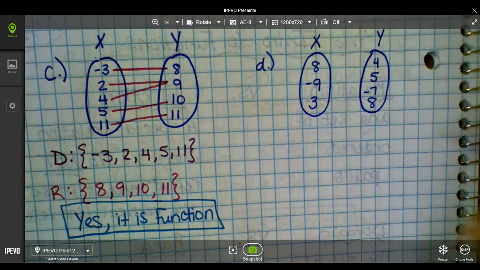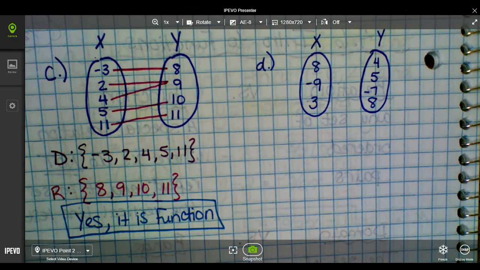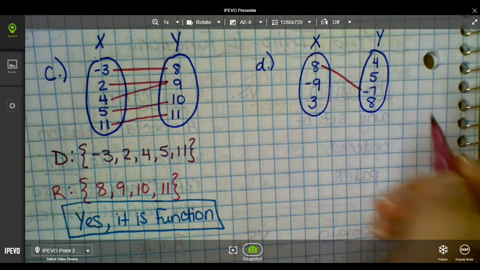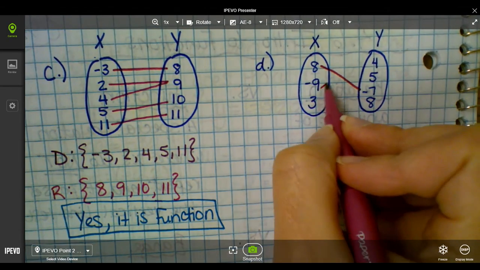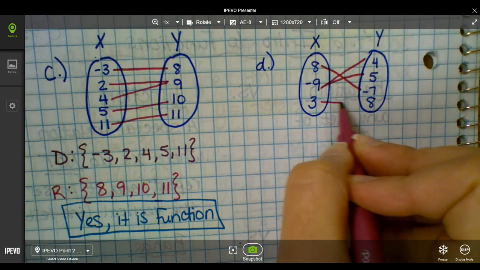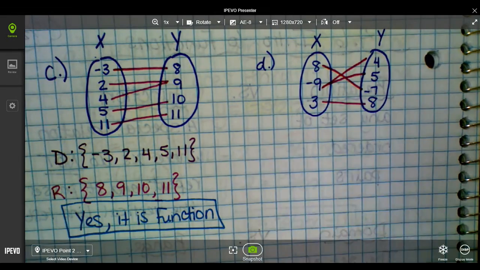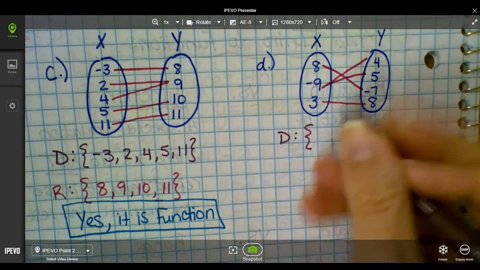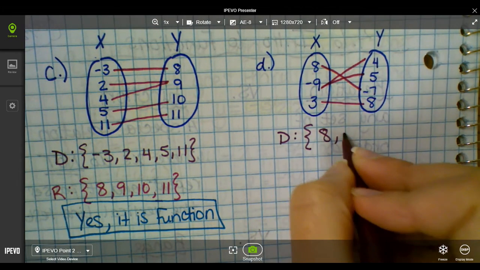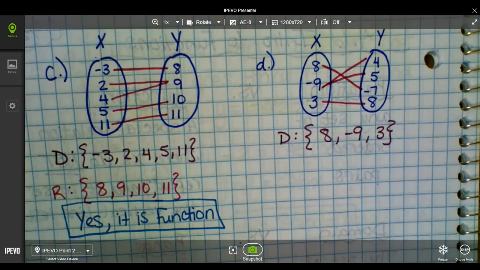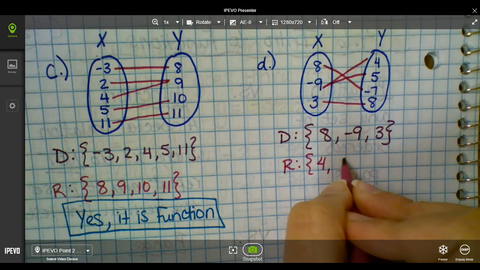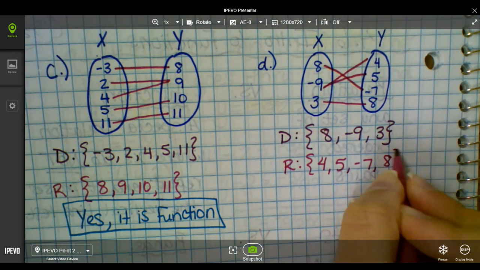So this is my X bubble, this is my Y bubble, and then I need to know the directions. So this 8 is going to go to the -7. The -9 is going to go to the 4, and it's going to go to the 5, and then the 3 is just going to go to the 8. All right, so again, stating domain and range is super easy. My domain is all of my X values that are in my X bubble. So 8, -9, and 3. My range is whatever's in my Y bubble. So 4, 5, -7, and 8.